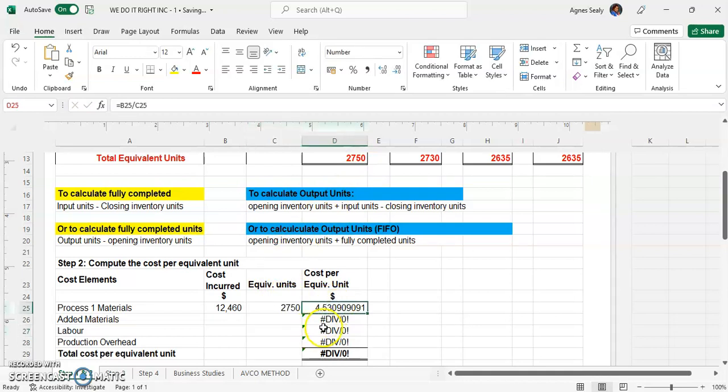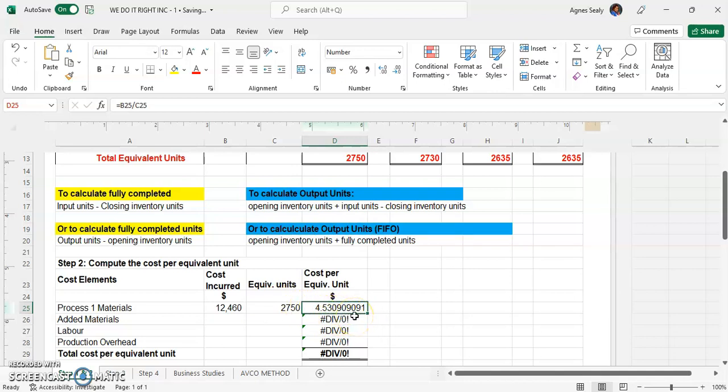So therefore, and I've already had my formula here, $12,460 divided by 2,750 gives us a cost per equivalent unit of $4.53090991.